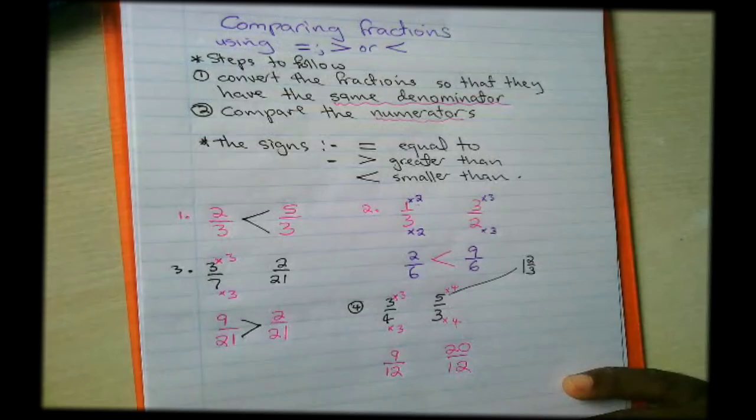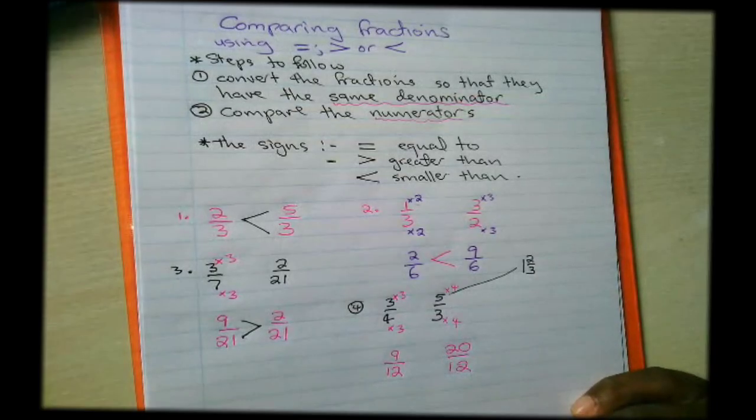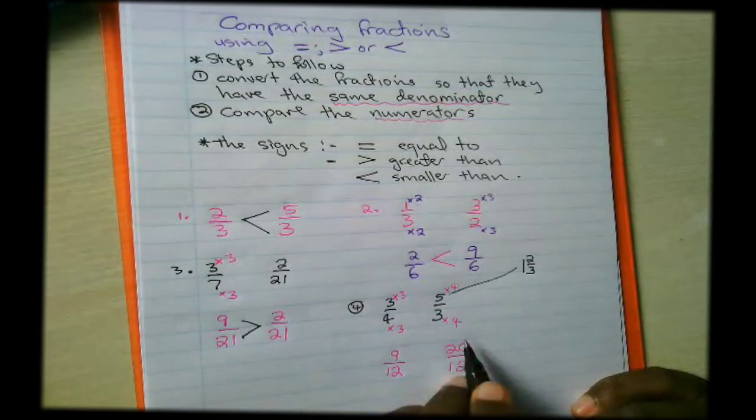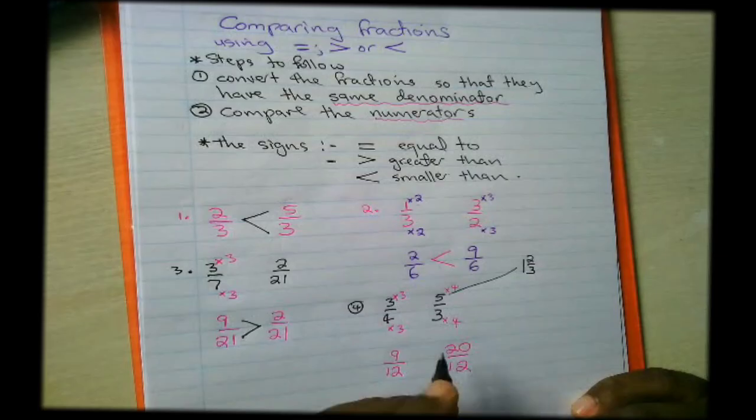Now we have two fractions which have the same denominator. We can now compare the numerators, right? The denominators are both 12, and comparing the numerators, there is a 9 and a 20. Which one is bigger? It's 20, so this fraction is greater.